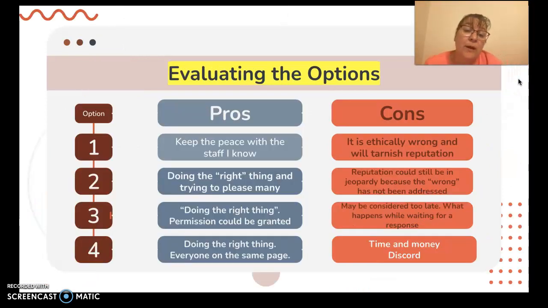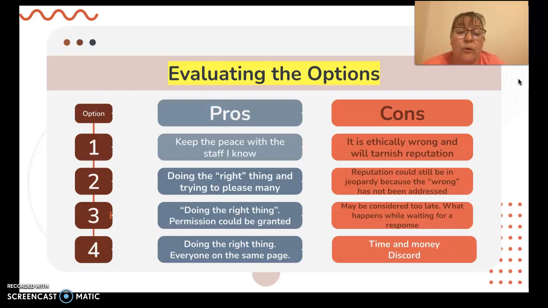Pros and cons to each one. A lot of the pros on option 1, definitely keep the peace. The con to that one, it is ethically wrong and it will tarnish a reputation. With option 2, doing the right thing and trying to please many. From the sounds of it, that is sort of what I as a principal want to do, is just to have a good relationship with everybody. My reputation could still be wrong and in jeopardy because the wrong has not been addressed at all.